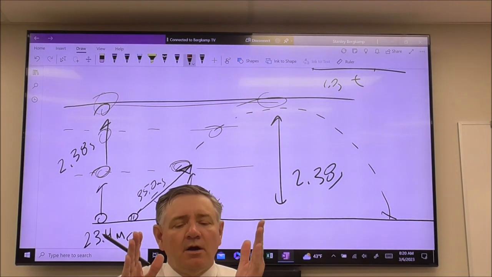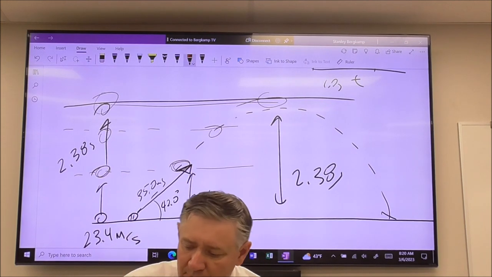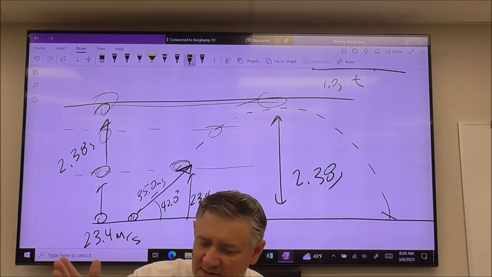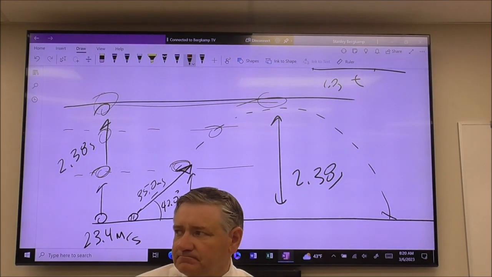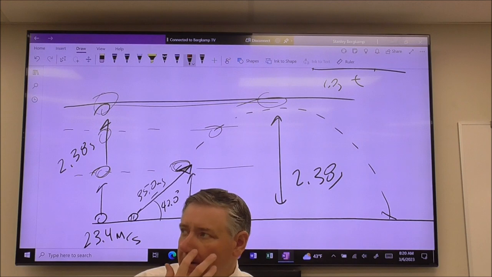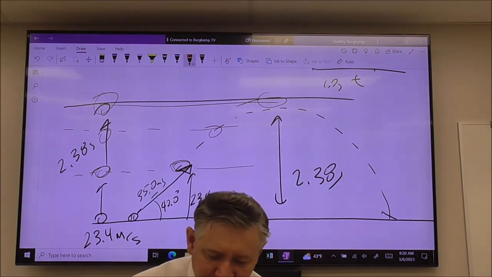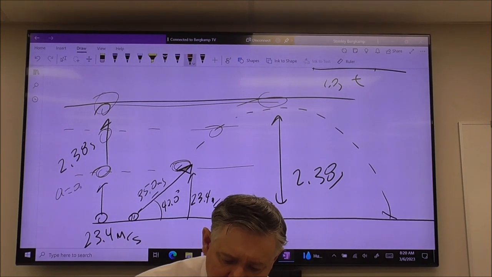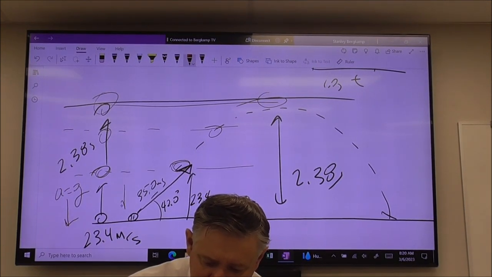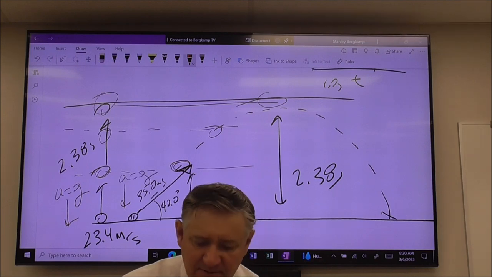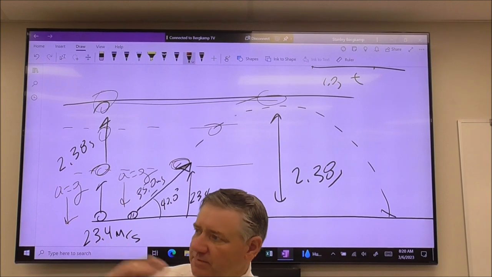Now, are they both going to have the exact same vertical acceleration? Yes. And which direction is that going to point? Down. Straight down. So here's the story. If you were to draw acceleration vectors, they would both have the exact same acceleration vector of 9.8 meters per second squared. Okay? Now here's the only difference.